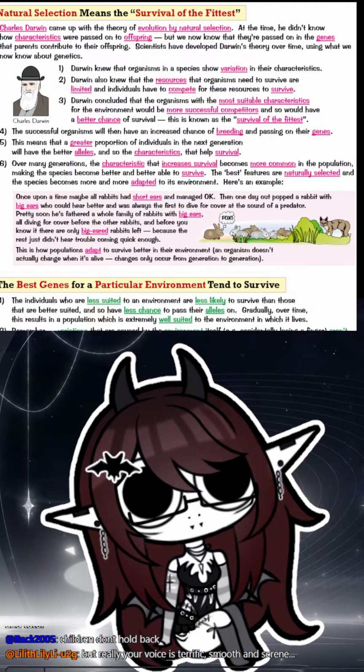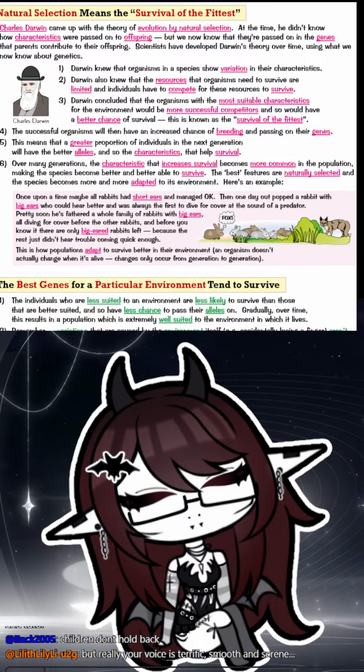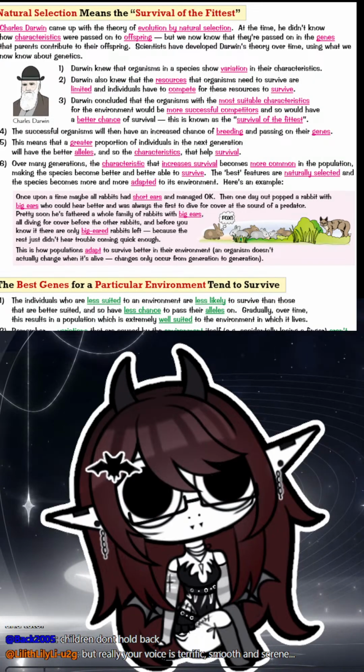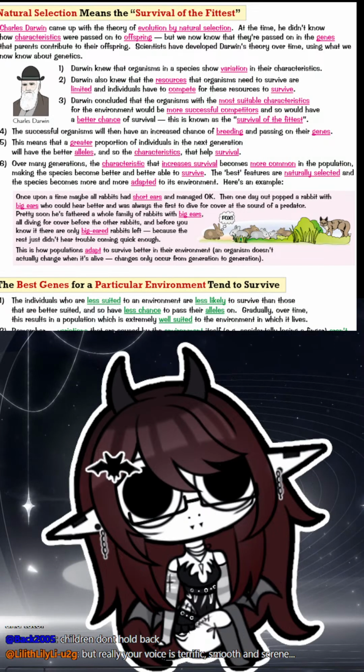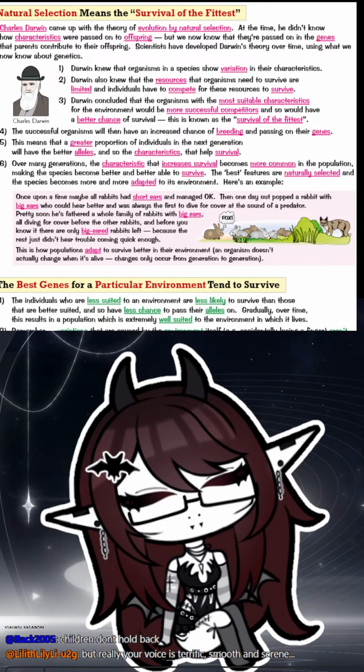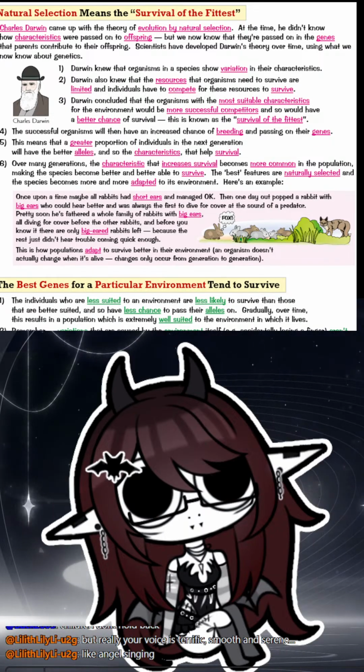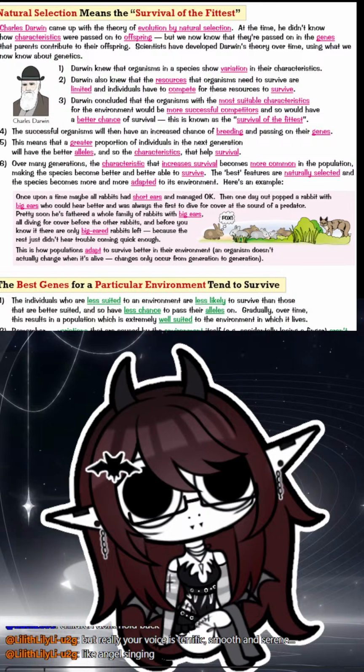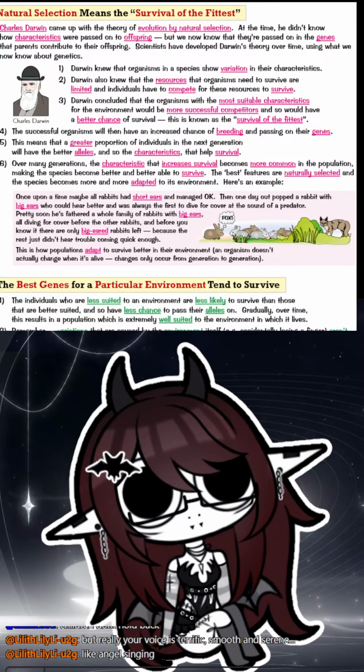Beck says children don't hold back. Yep, that is something we can agree on. I really struggle with teenage boys because they shout and they say really horrible things, especially if I'm trying to play a game. I'm not very good at games, so people often get a bit rude, especially on Valorant and such. Teenage boys have yelled at me a lot, but there's a mute button, which makes me very grateful. Lilith says, "But really, your voice is terrific, smooth and serene."